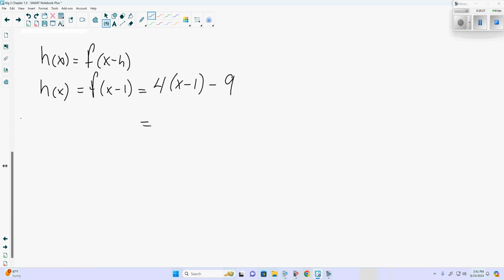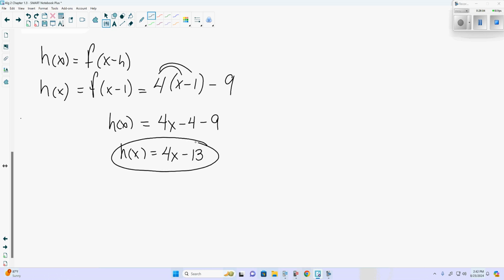Questions on this here? What's our next step? We need to get rid of the parentheses. We need to distribute the 4, yes? So we're going to multiply through by 4. First thing is going to be 4 times x, which is 4x. 4 times negative 1 is negative 4, minus 9. And this is indeed our h of x. Negative 4 minus 9 is negative 13.